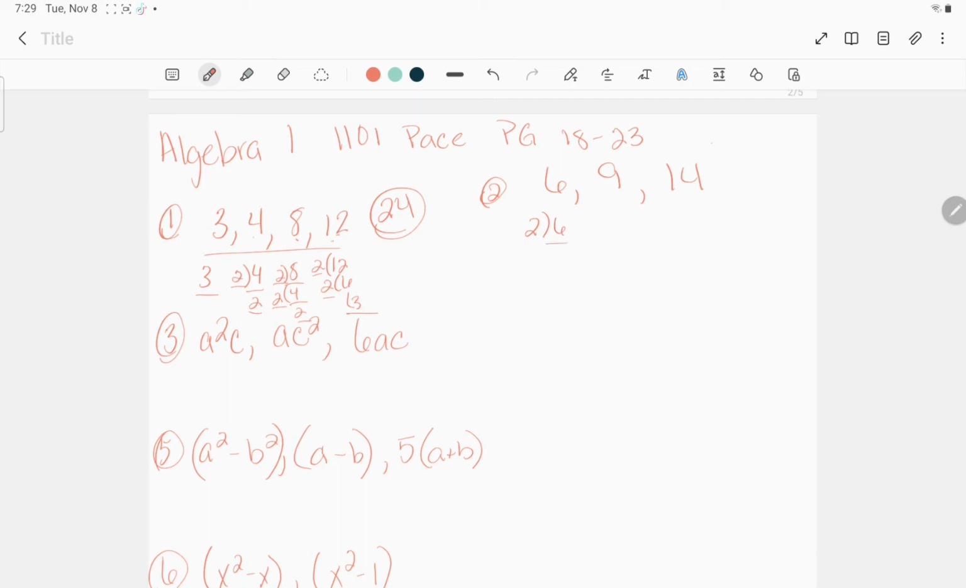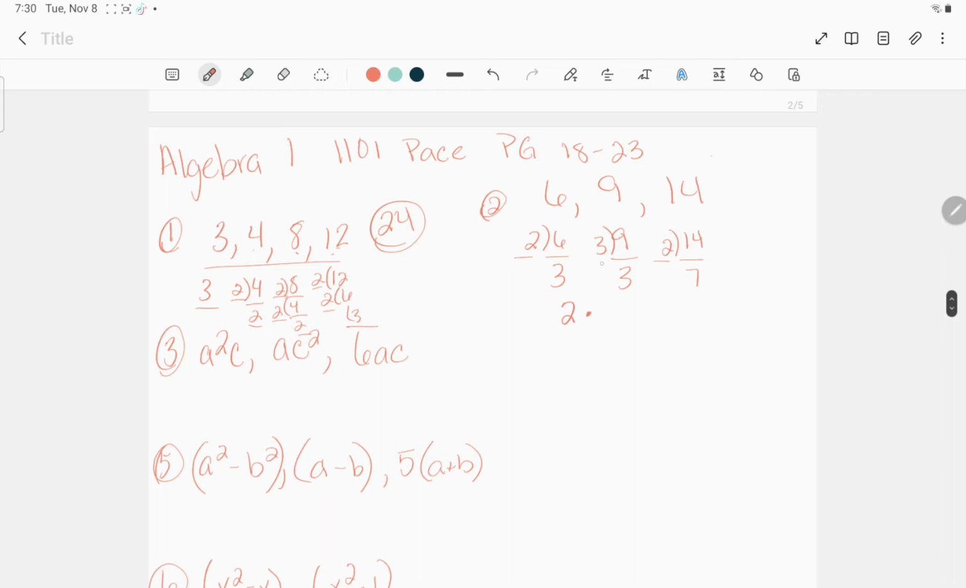So 2 and 6. That's going to give me 3. That's my prime numbers. 9, I'm going to go with 3 because 2 is not divisible. That's my prime numbers. And then 14, I'm going to do 2, which gives me 7. All right, so I'm going to list them the maximum number of times that they appear in each one. So my first one is a 2. It appears one time in 2 different ones. So 2. The next one is 3. It appears one time there.